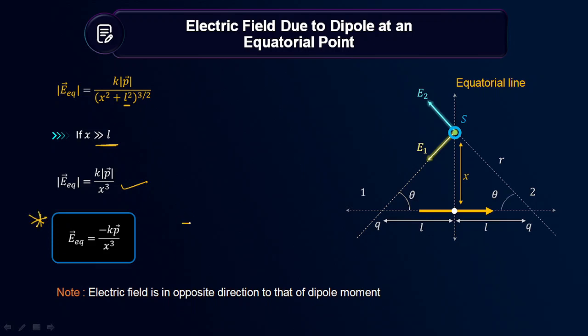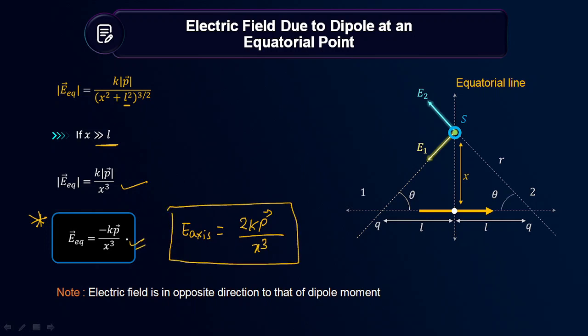So we have two formulas. E at the axial point equals 2Kp divided by x cube, and at the equatorial point it is minus Kp divided by x cube, with the minus sign because the direction of the electric field is opposite to the dipole moment, right? So the electric field is in the opposite direction to that of the dipole moment. That's why we use the minus sign. Hope it is clear to everyone, right?